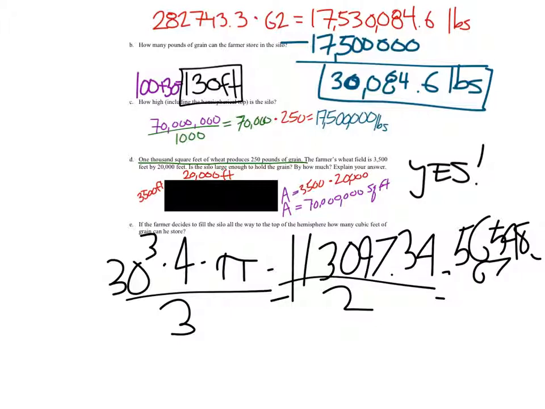Then we're going to have to add that to the volume of the cylinder, which was 282,743.0. Which one are we on? Are we on task 2?